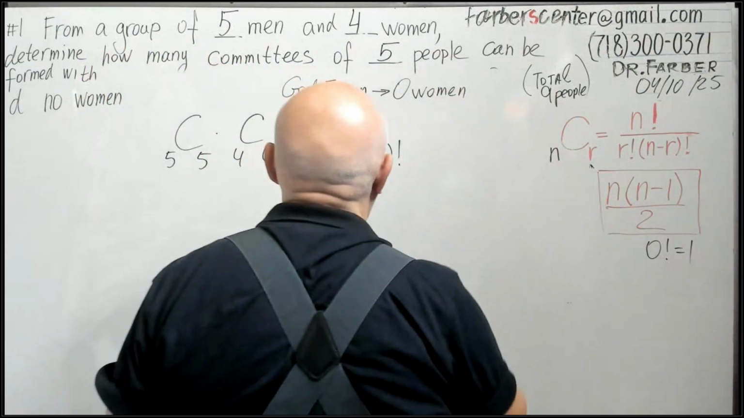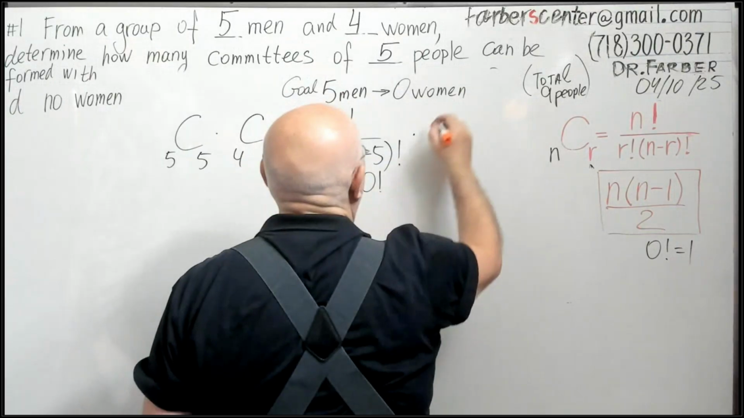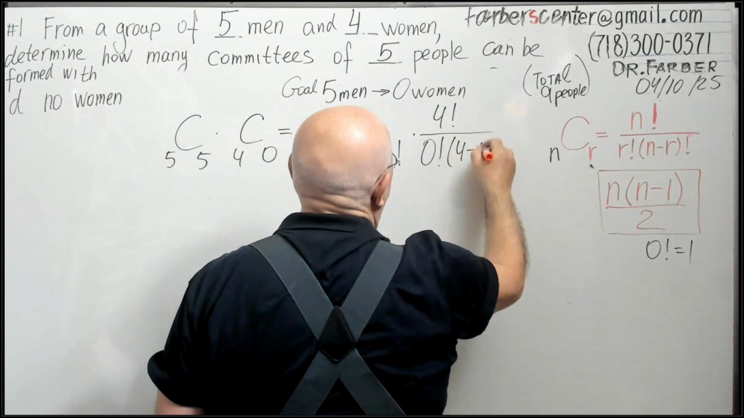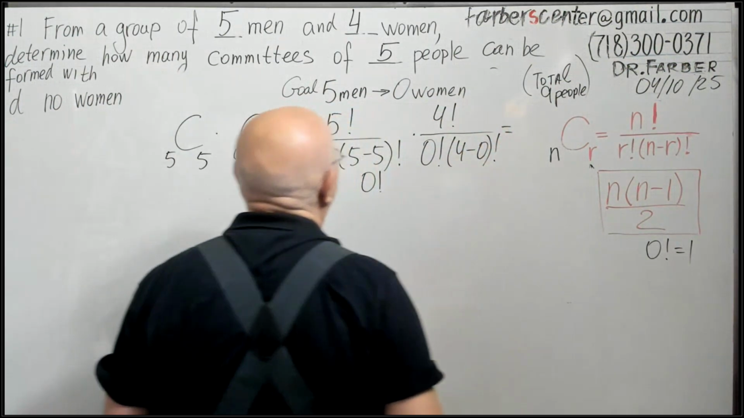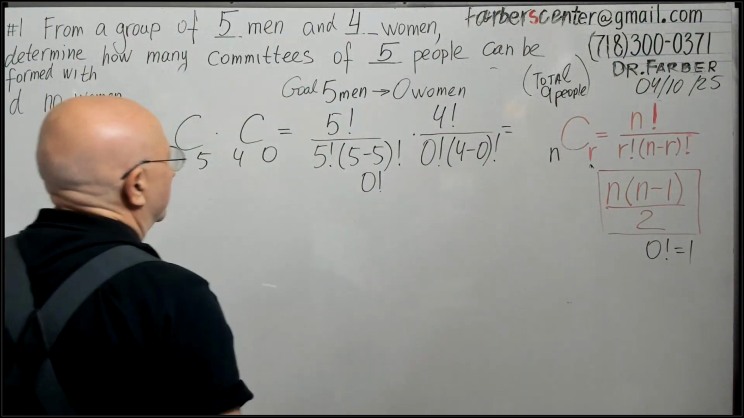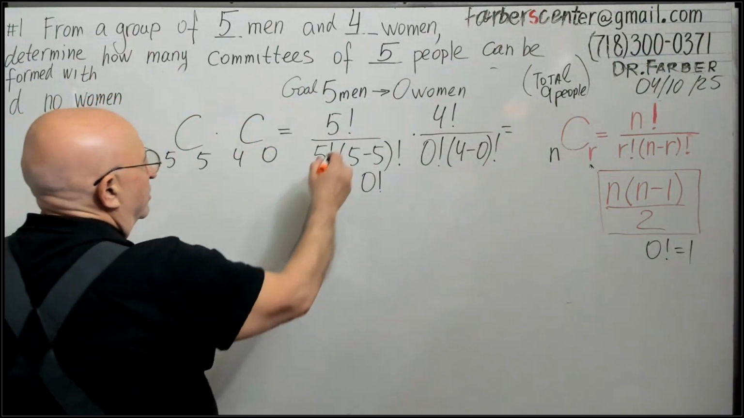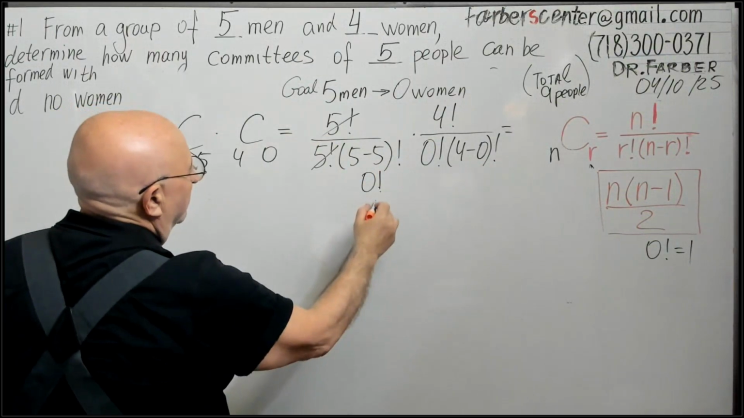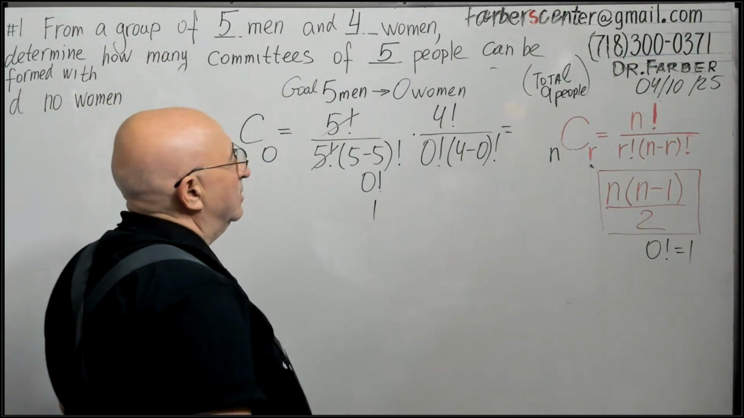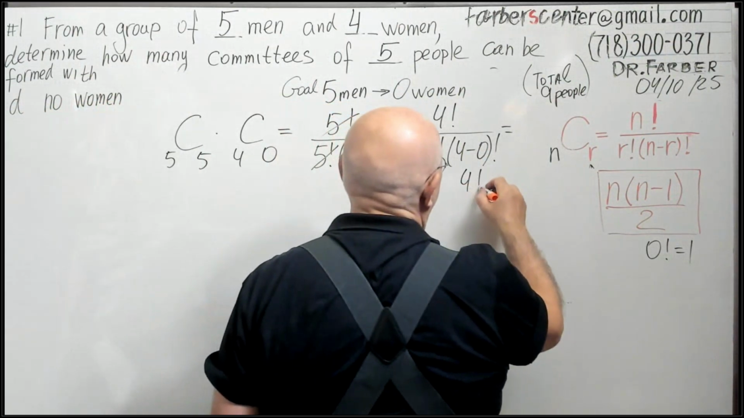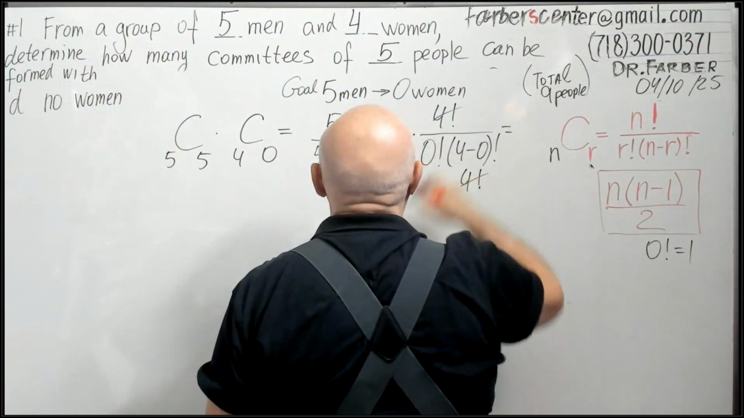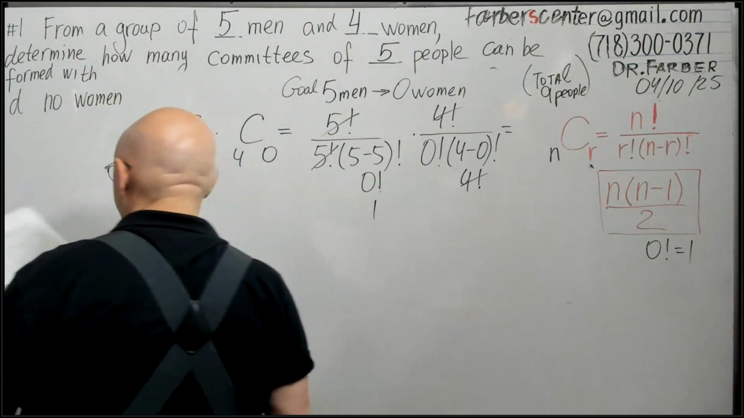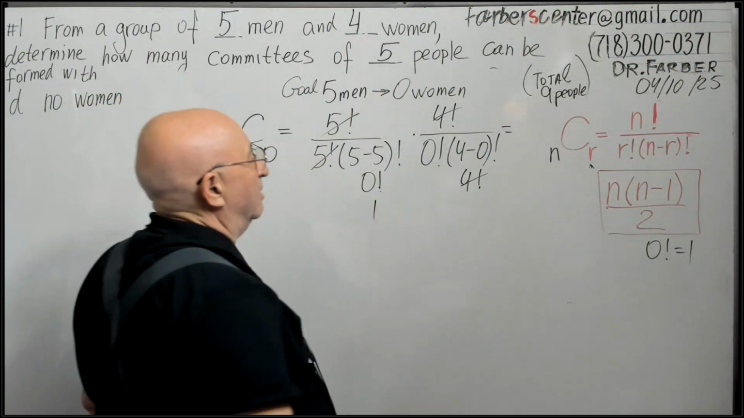Multiply by 4 factorial by 0 factorial by 4 minus 0 factorial. Now, at the same time, this you can cancel out, and this is 1. So all this guy is 1. And this is 4 factorial. You also cancel out. This is 1. And definitely with common sense, but formula is smarter than we are sometimes. The answer will be 1.